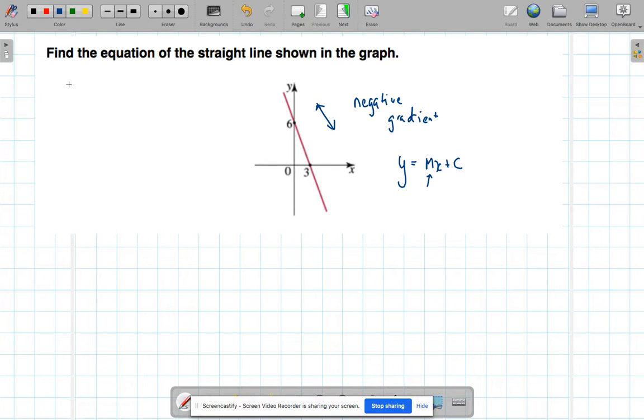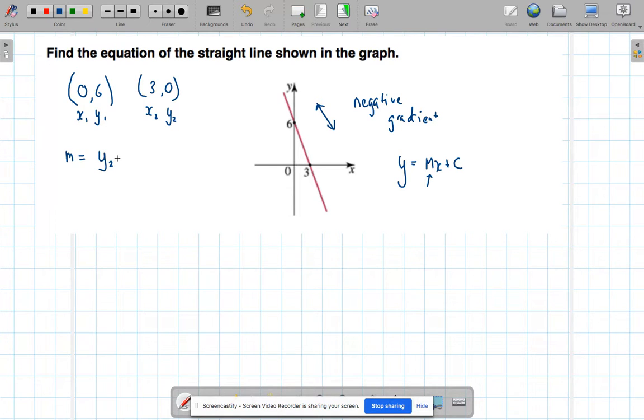Okay, so we've got 2 points here. We've got (0, 6) and (3, 0). That's our y and x intercept. I'm going to call them x1, y1 and x2, y2. It doesn't matter which way I go as long as I'm consistent. I could have called the right-hand one x1, y1 and the left-hand one x2, y2, and still get the same answer. So I'm going to use a formula to find the gradient.